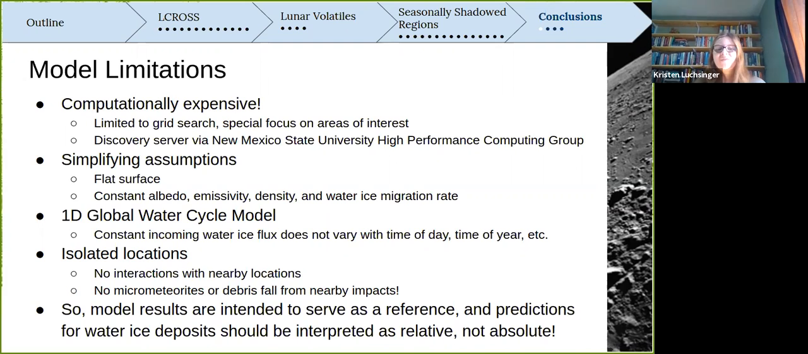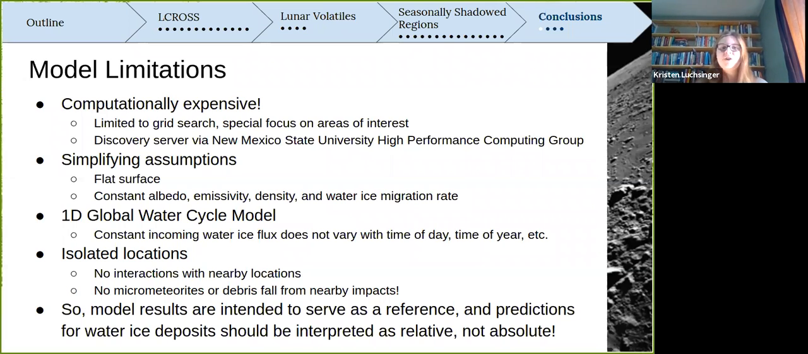And so these are all really not true to life, right? These are simplifying assumptions that maybe are not giving me a completely accurate view of reality. And I'm not trying to get a completely accurate view of reality. I use a very simplified water cycle model that's just giving me an input of water ice per second per square meter, depending on latitude. I'm treating the locations as completely isolated. There's no horizontal interactions with a different location. I'm not including any sort of micrometeorite.